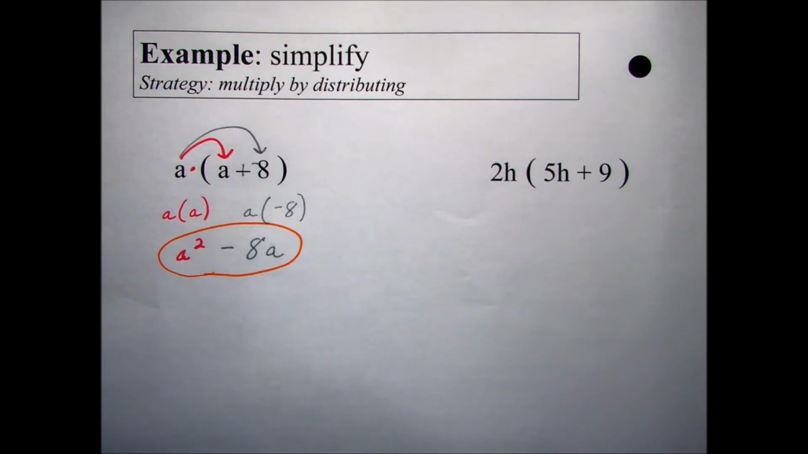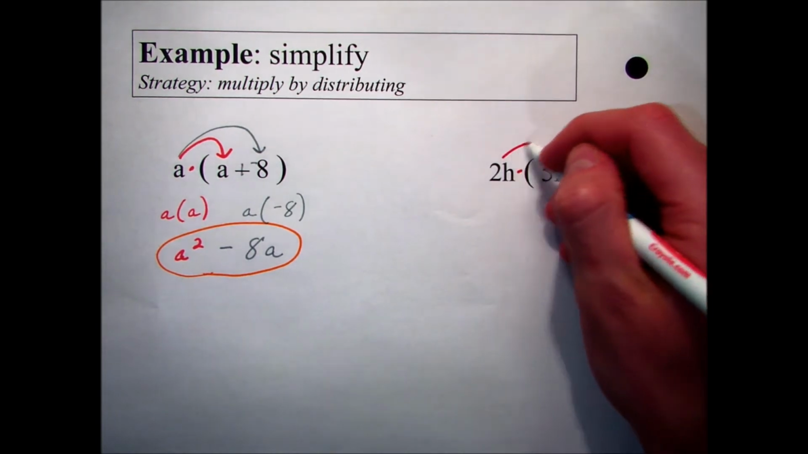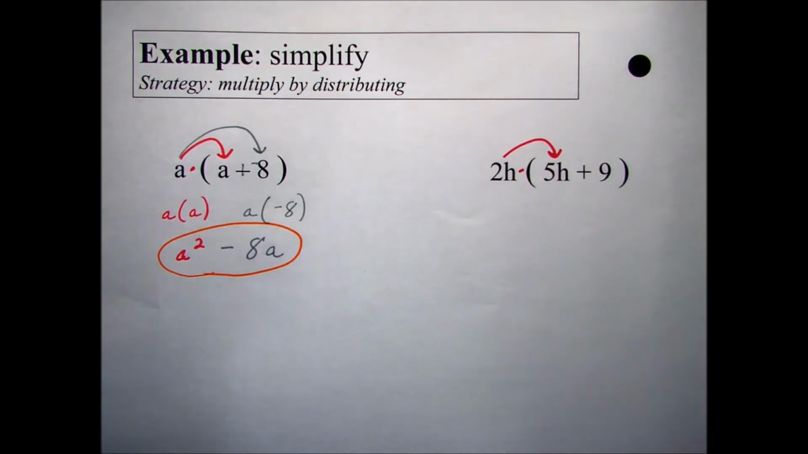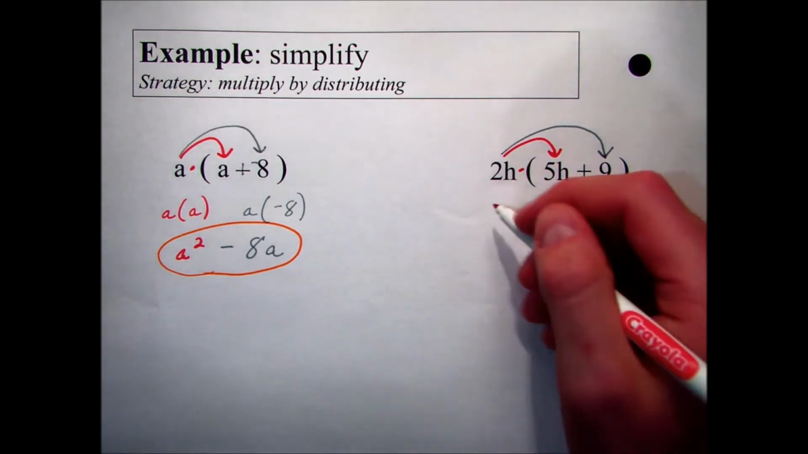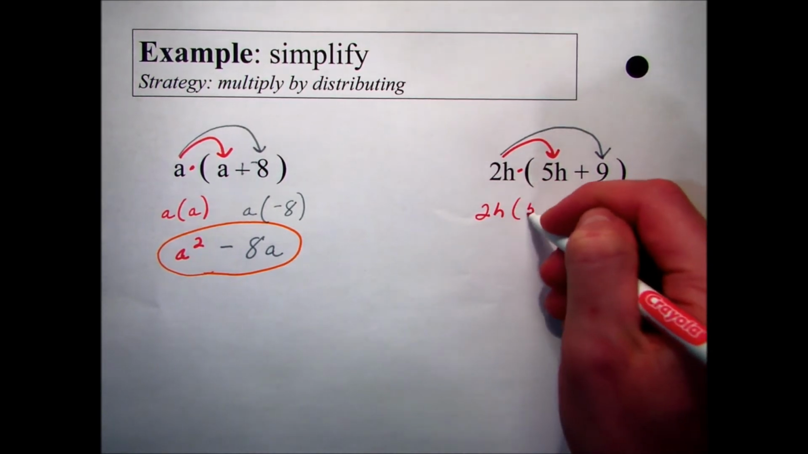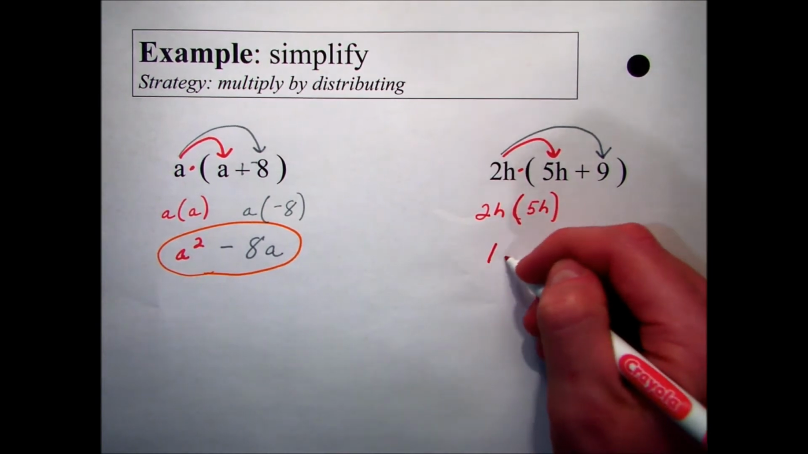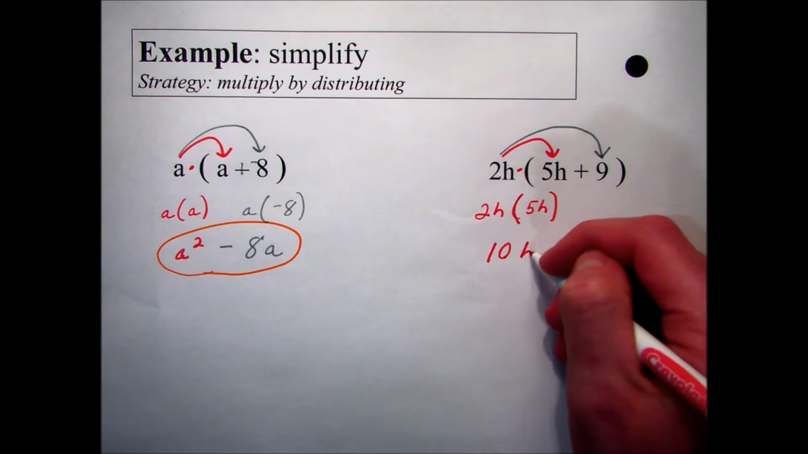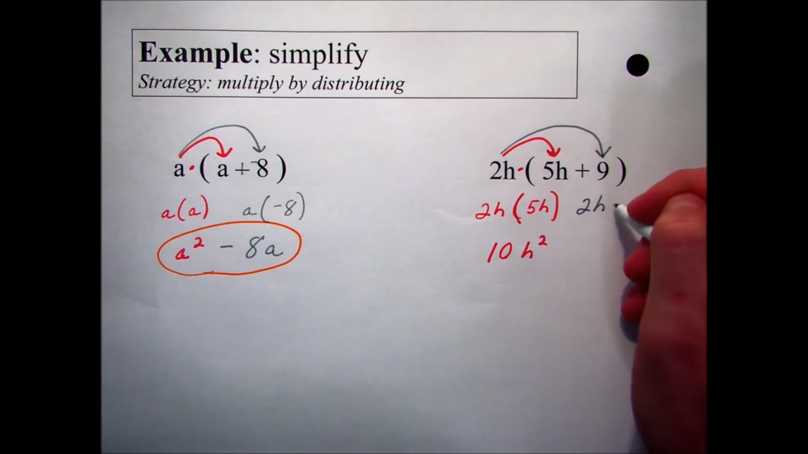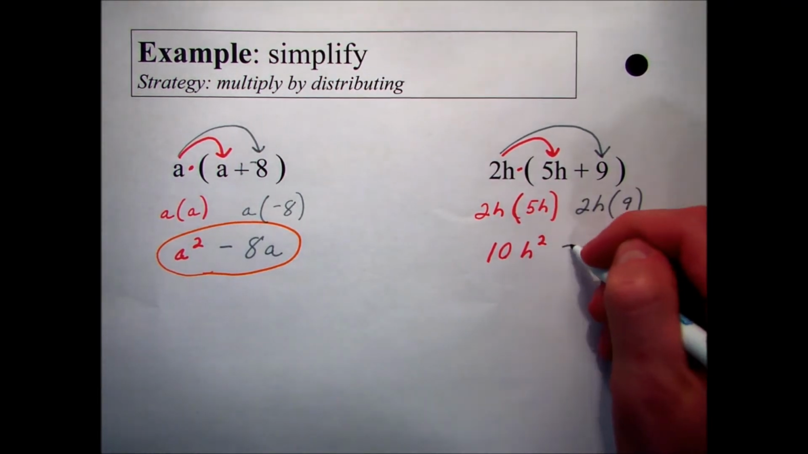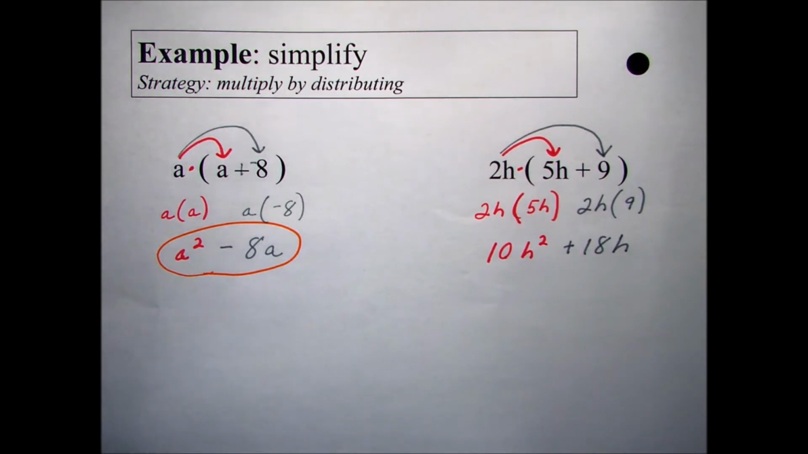We have 2h times 5h plus 9. So again, we distribute the 2h. 2h gets multiplied by 5h, which gives us 10, and h times h is h squared, and 2h times 9 gives us positive 18h, and that is our final answer.